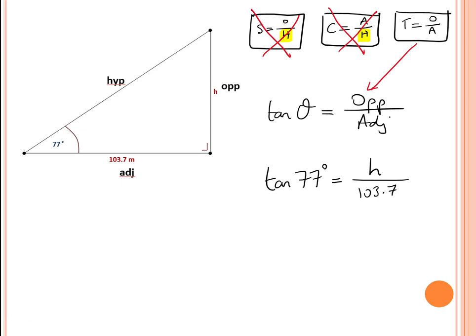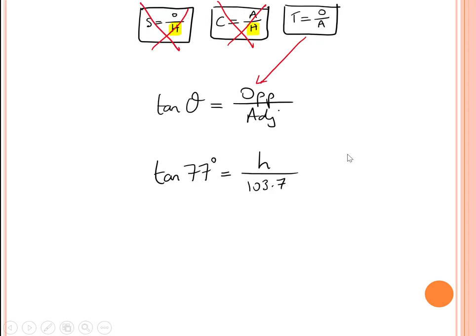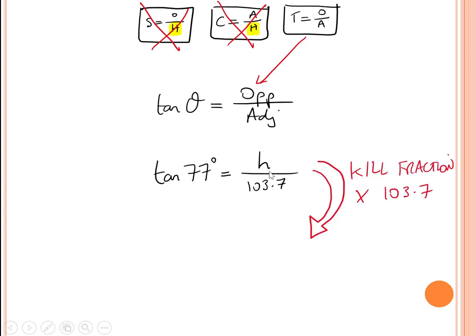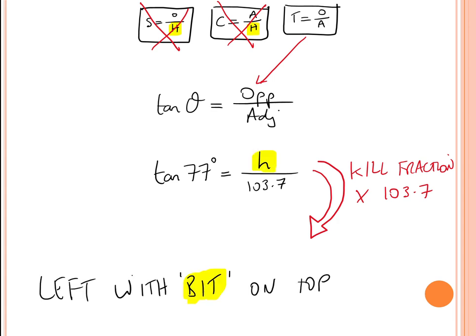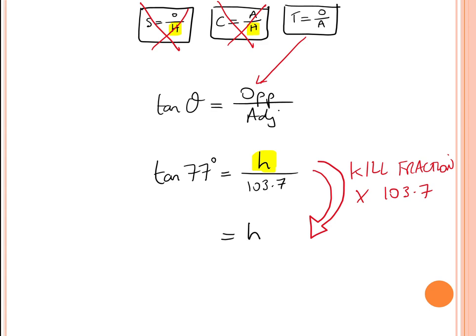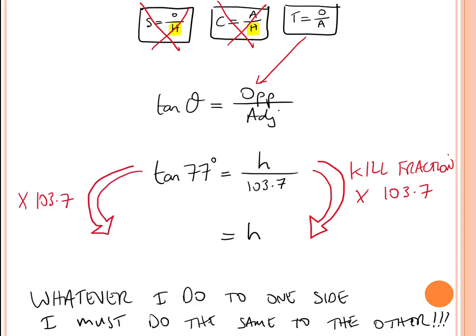And now I'm back to a question where we've got to try and kill a fraction. To do this, I'm going to multiply by its denominator. So I'm going to multiply by 103.7. If I do that to one side, you're left with the bit on top, you get left with H. But if I multiply one side by 103.7, I must multiply the other side by 103.7 as well.